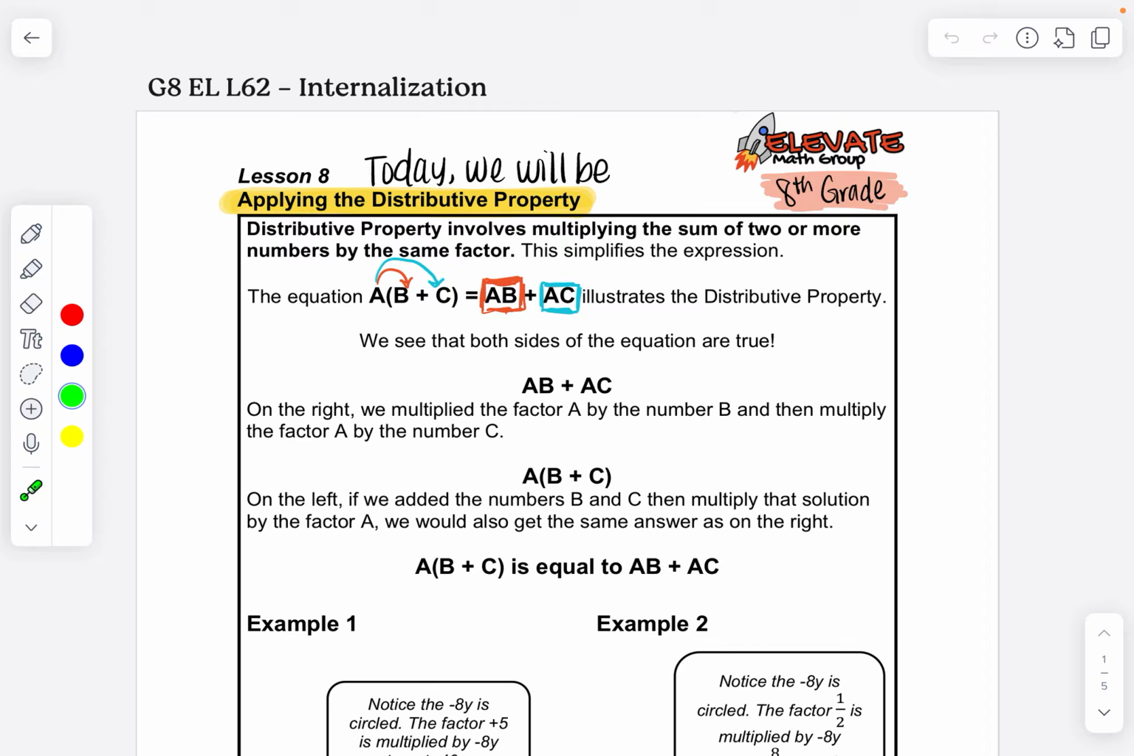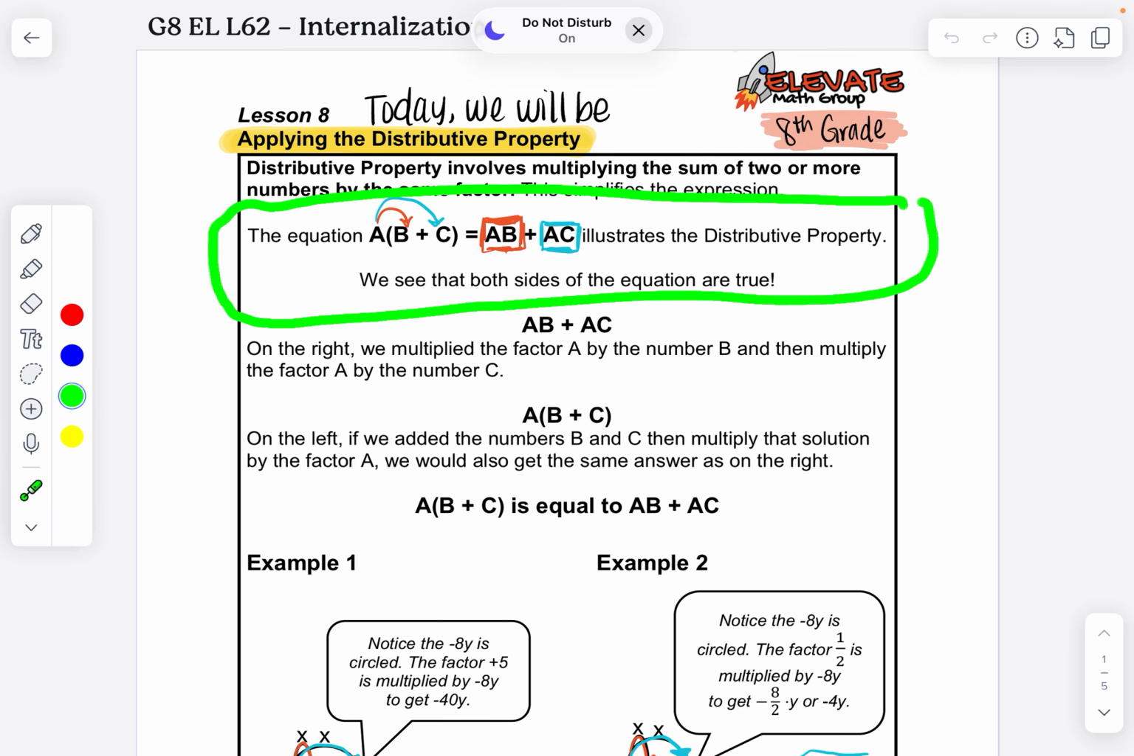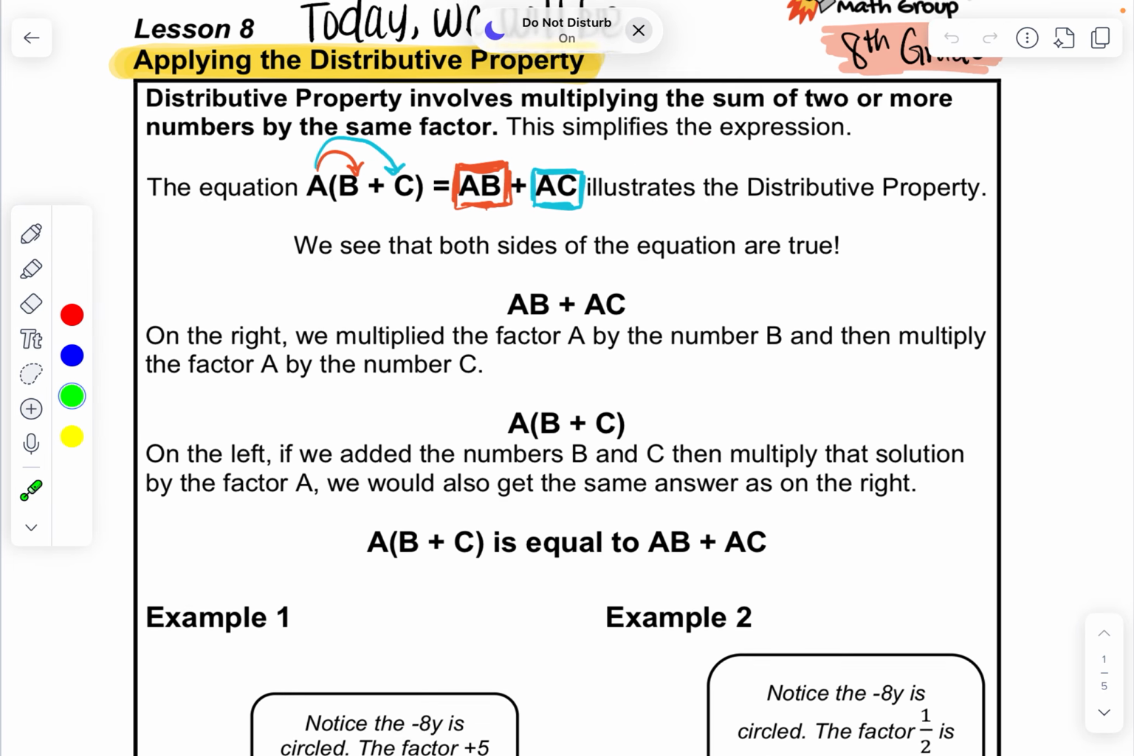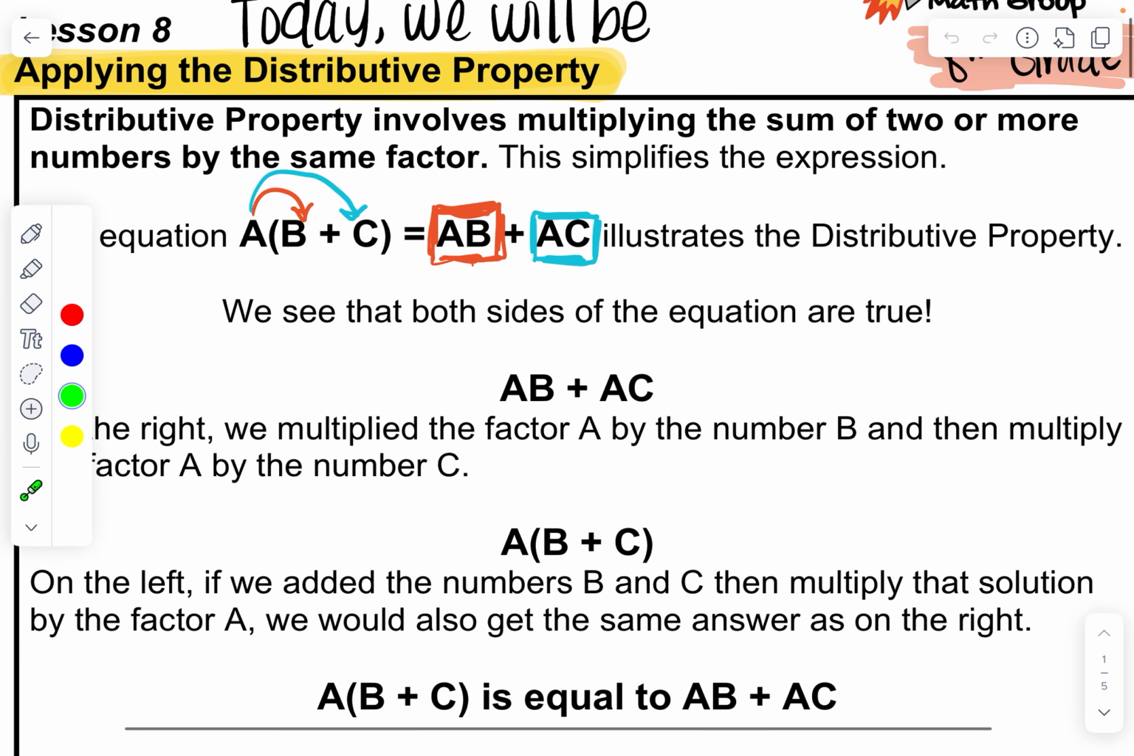Today we will be applying the distributive property. So it says that the distributive property involves multiplying the sum of two or more numbers by the same factor. This simplifies the expression. I have gone ahead to model for you using different colors the process of distributive property. So you have essentially a number that is outside of the parentheses, and then you have an expression inside the parentheses.